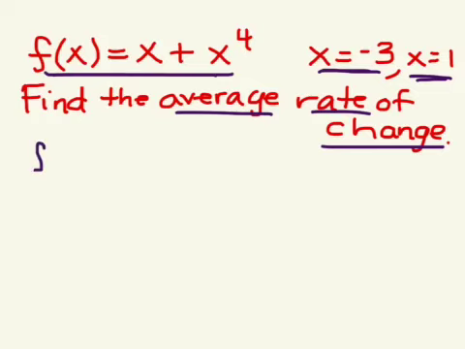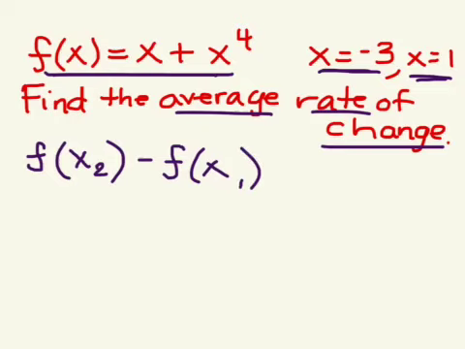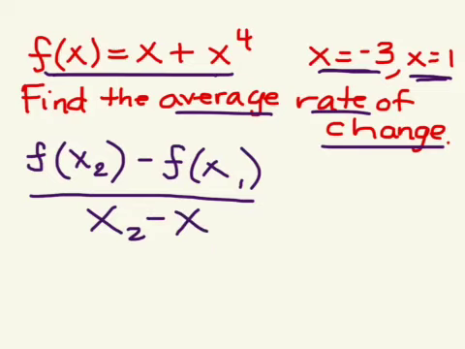So the formula, we take our function and we plug in our second point, and we're going to have a value for that, minus, we take our function, we plug in the first point, and we have a value for that. Then we're going to divide this by our second point minus our first point. So the first thing we're going to do is to find what is f of x sub 2.